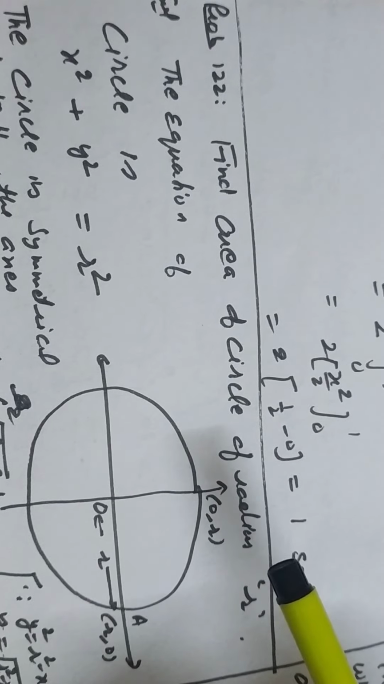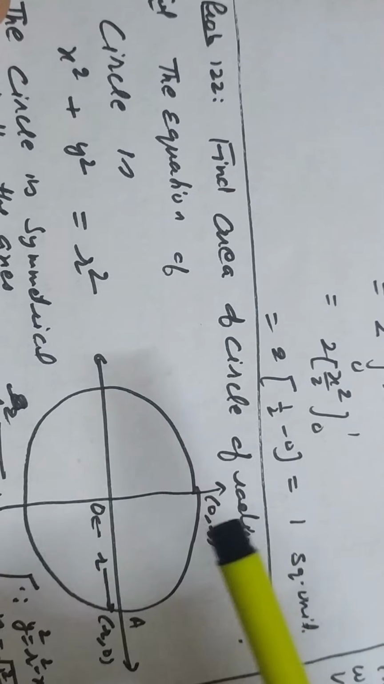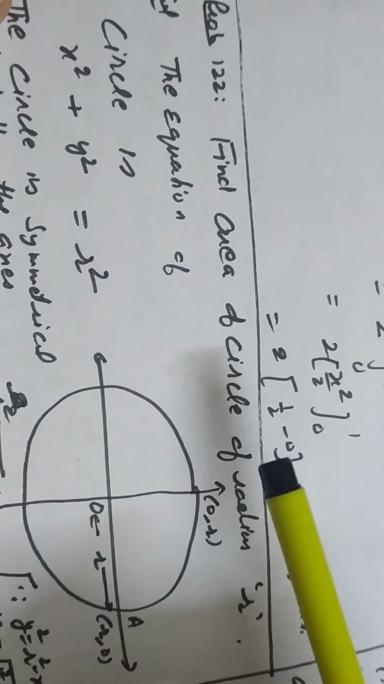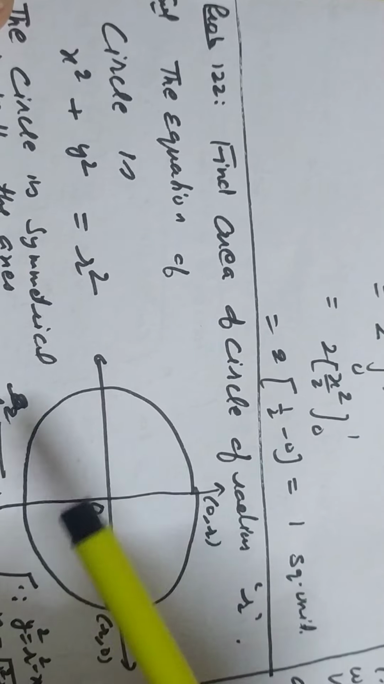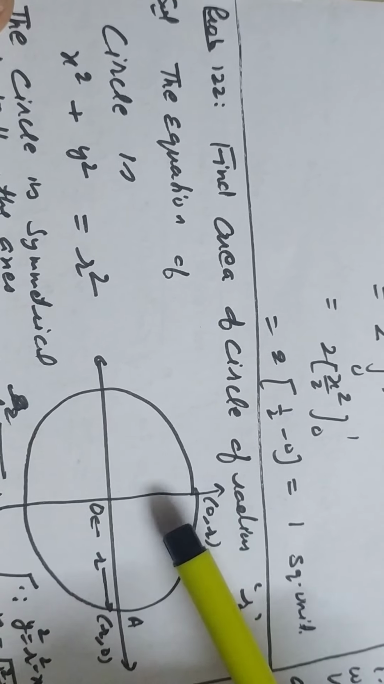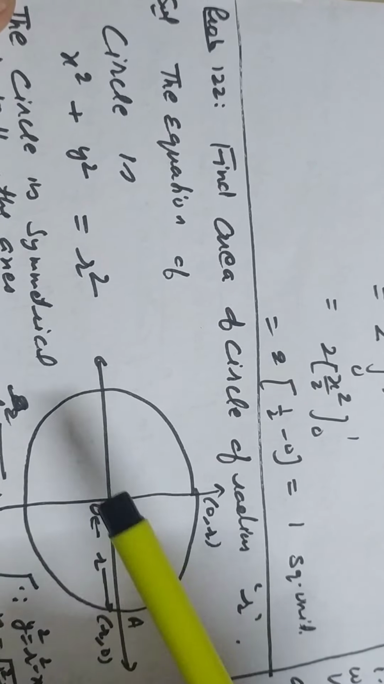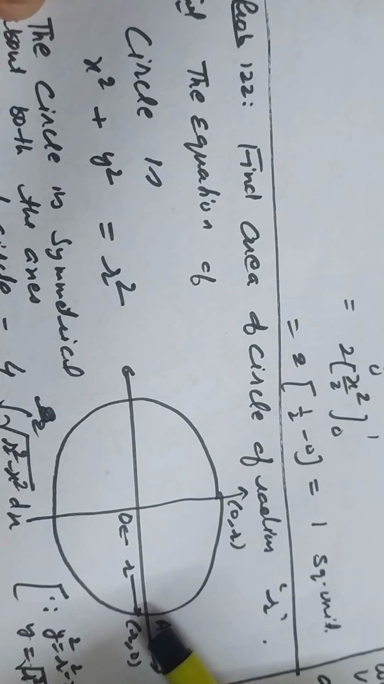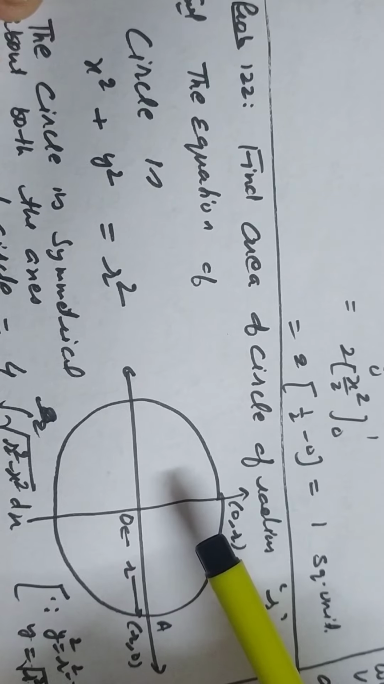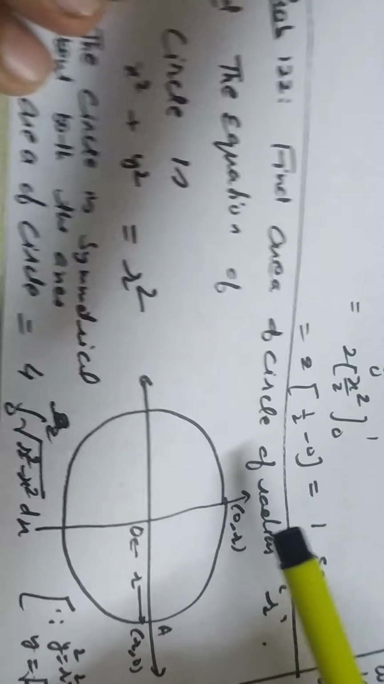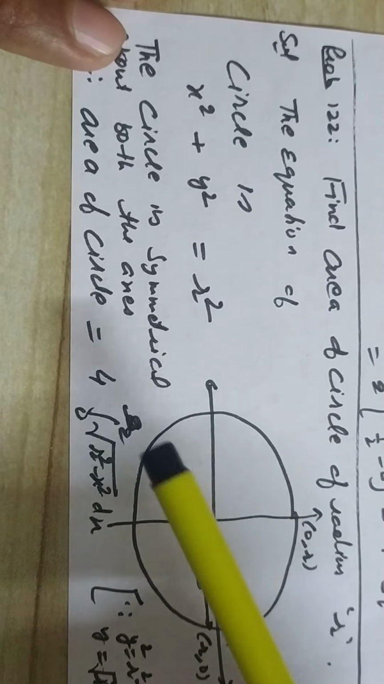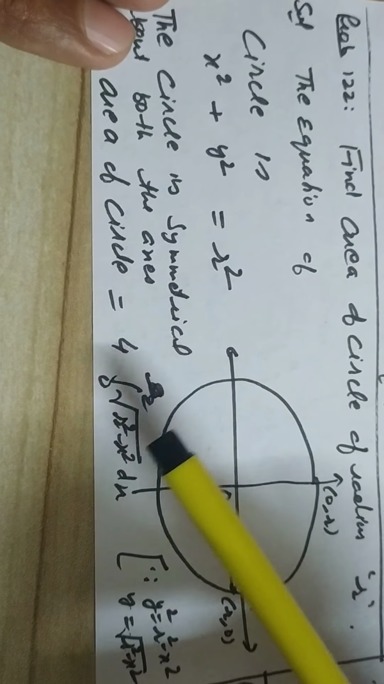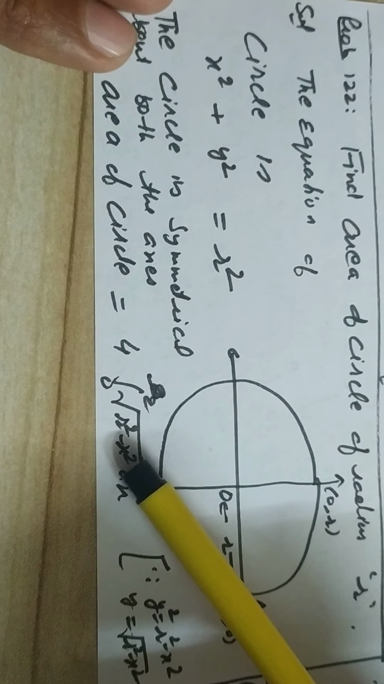In this case also, the circle is symmetrical about the x-axis and y-axis, and it is segmented into 4 quadrants. I will find the area of one quadrant from 0 to r, because the radius is given as r, and then multiply that by 4. So the area of the circle will be 4 times the integral from 0 to r of the square root of r square minus x square.